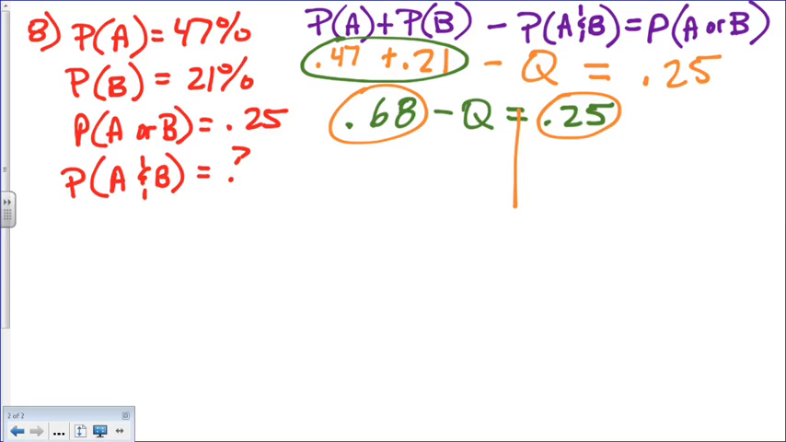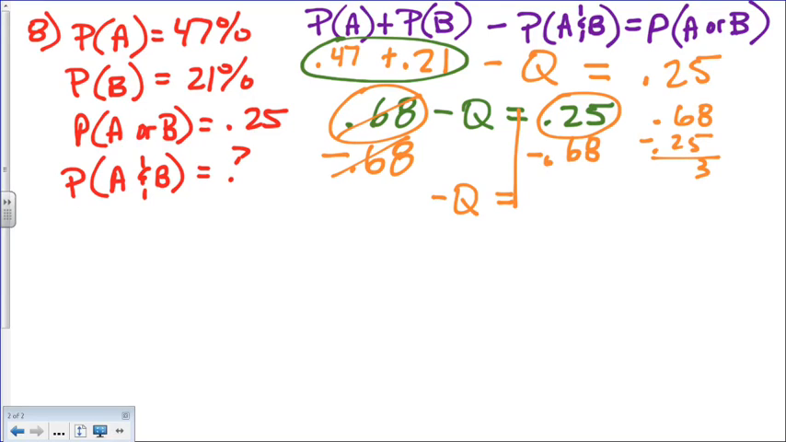So I need to do inverse operations, and my goal is to get Q, the variable, by itself. So I'm going to move the 0.68 over here, so minus 0.68. The 0.68s cancel on the left, and I'm left with negative Q equals, I'm going to have to rearrange it here because we always do big minus small. So 0.43, and it's going to be negative 0.43. Now, here's a little trick. Again, this is the long way to do it. I'll show you both ways.